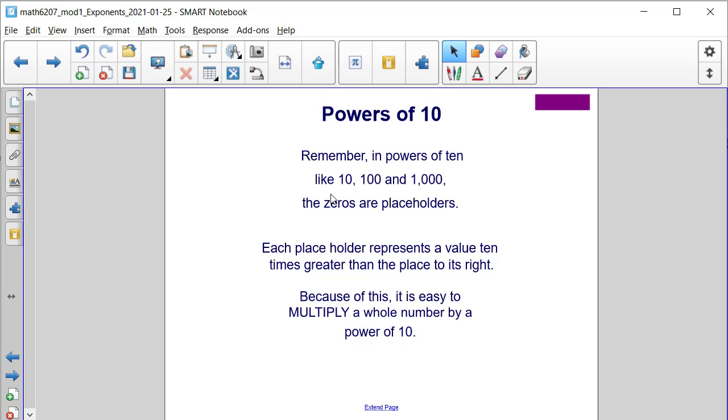Remember, in powers of 10, such as 10, 100, 1000, the zeros are placeholders. Each placeholder represents a value 10 times greater than its place value to its right. And because of this, it is easy to multiply the whole number by a power of 10.